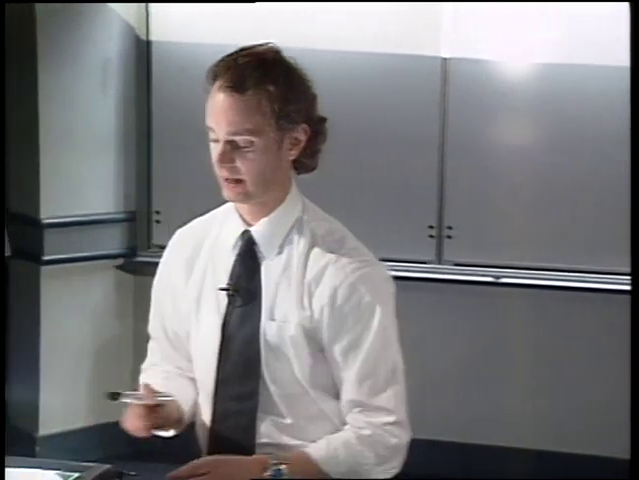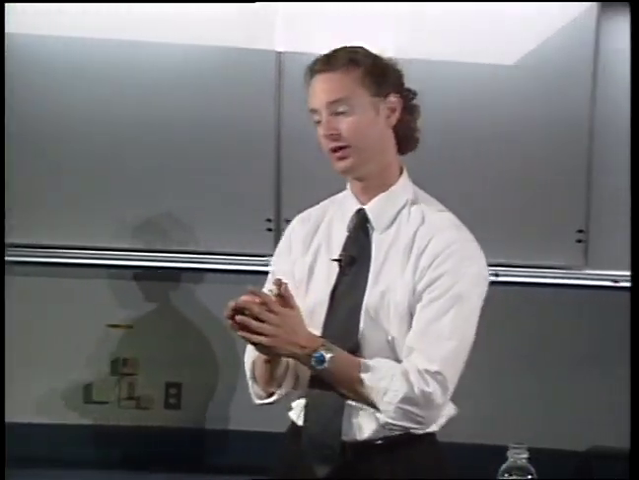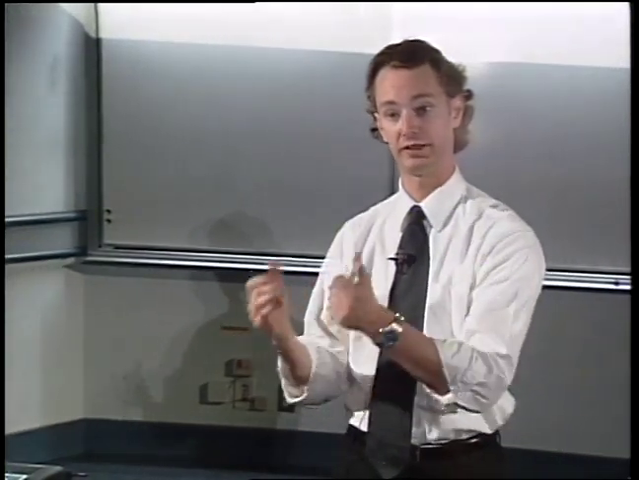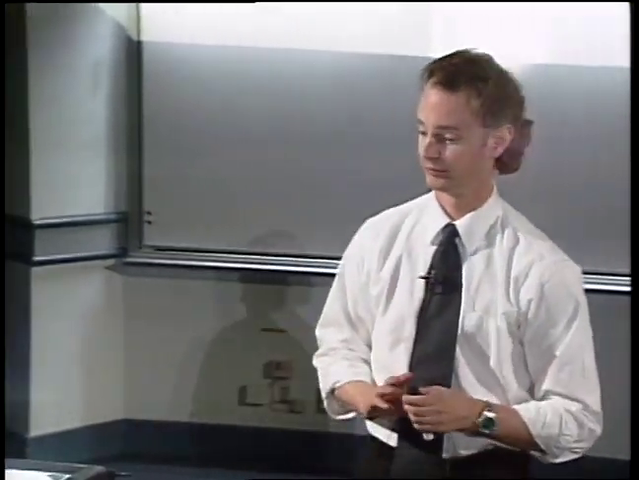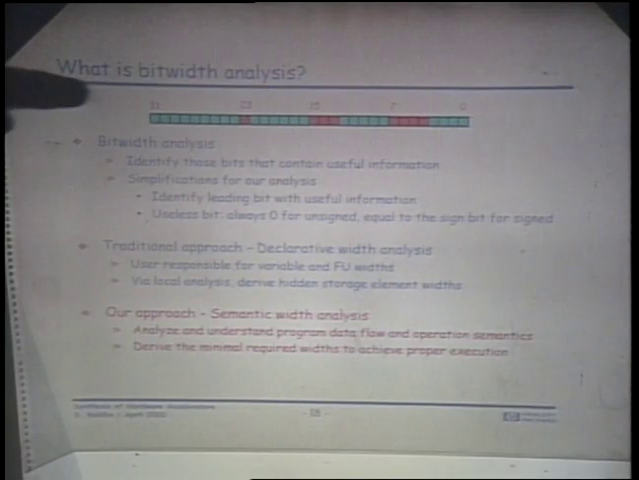So what is bitwidth analysis? In the simplest sense, what you're trying to do is identify the bits in a 32-bit variable that contain useful information. So if we consider the bit level view of a variable at the top of the slide, the color code is that the green bits don't change when you run the program.